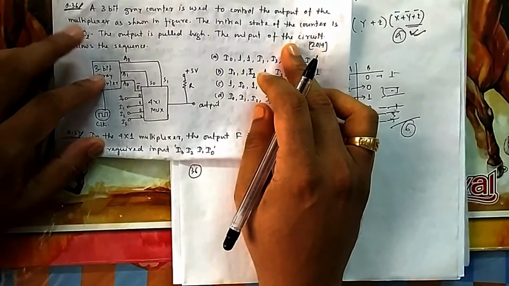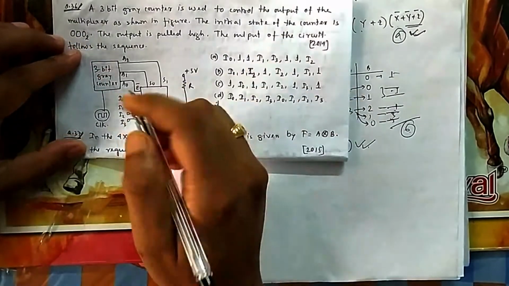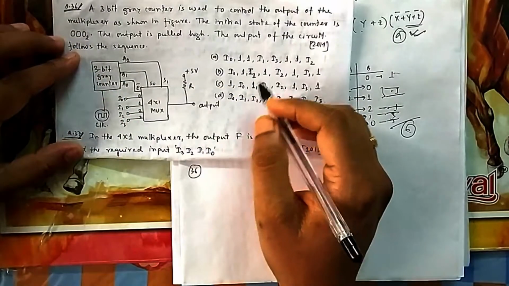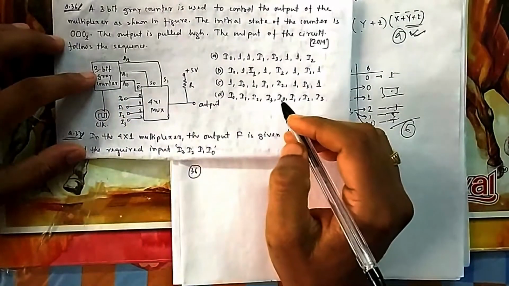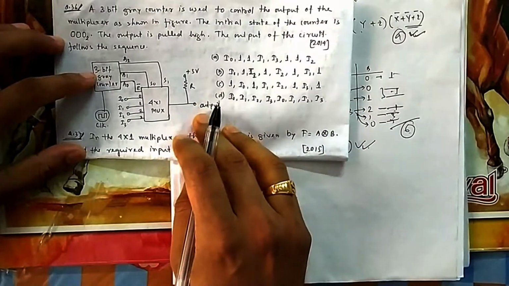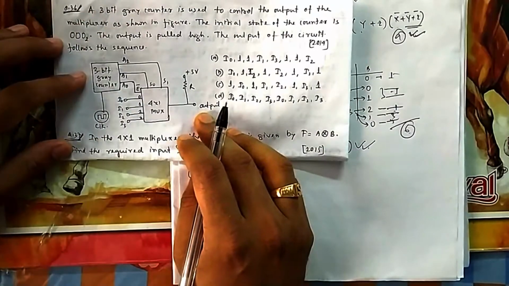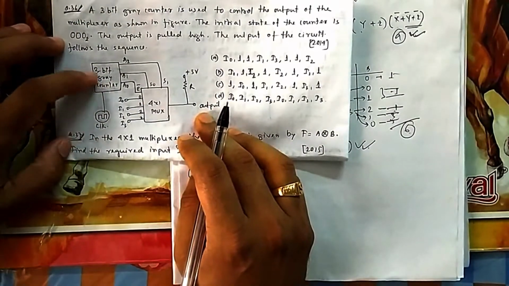In binary, the outputs are initially at 0. The state of the counter is 000, that is A0, A1, A2. Now you need to find the sequence of the output. Because it is a gray counter, it will follow the gray code.